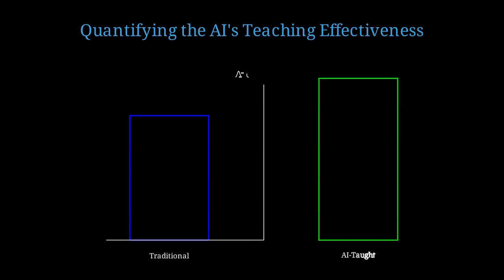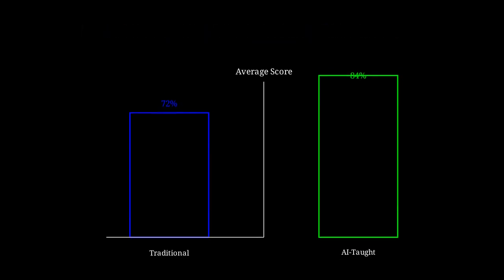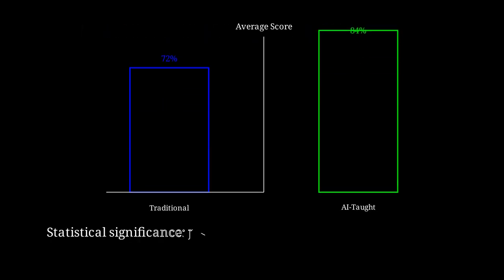Now let's look at quantitative data on effectiveness. How does the AI compare to traditional instruction? In controlled studies, students taught by the AI system scored an average of 84% on standardized microfluidics assessments compared to 72% for traditionally taught students. That's a 12 percentage point improvement. This difference is statistically significant, with p less than 0.001, meaning it's highly unlikely to be due to chance.